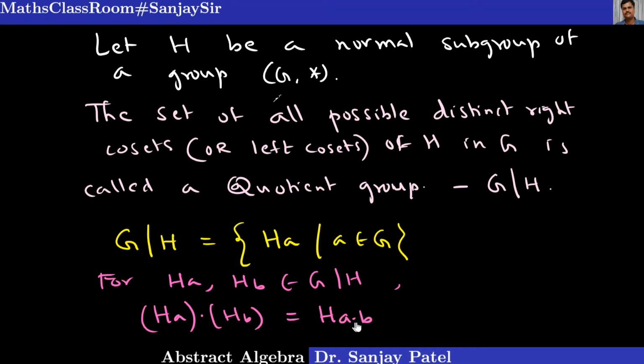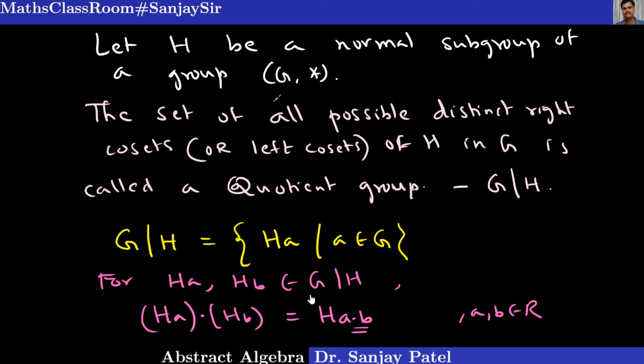you note that this dot is between the two elements a and b, where a and b belong to the ring R. So this a into b is a multiplication of the ring R, and here Ha dot Hb means this operation is our definition of binary operation in the set G mod H. Okay, so it is written between the two cosets, so it is called multiplication of cosets. This is written between the two elements of the ring, so it is multiplication of elements in the ring.